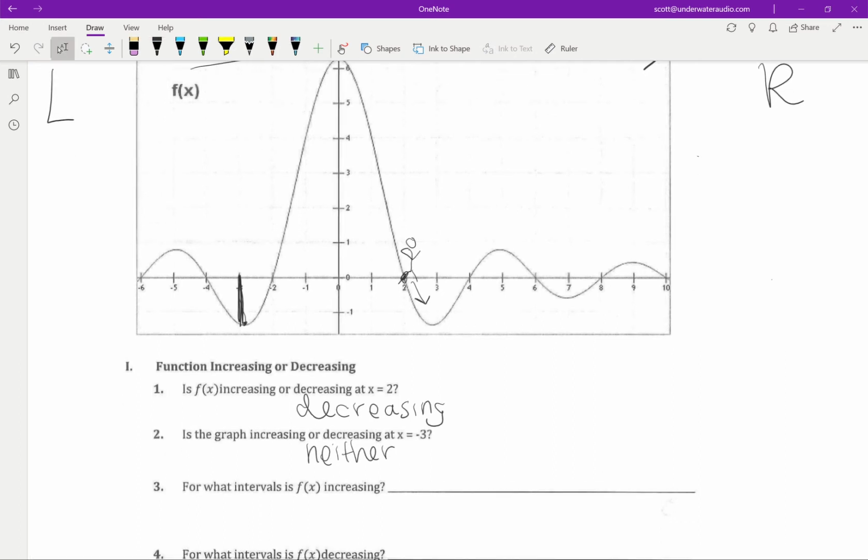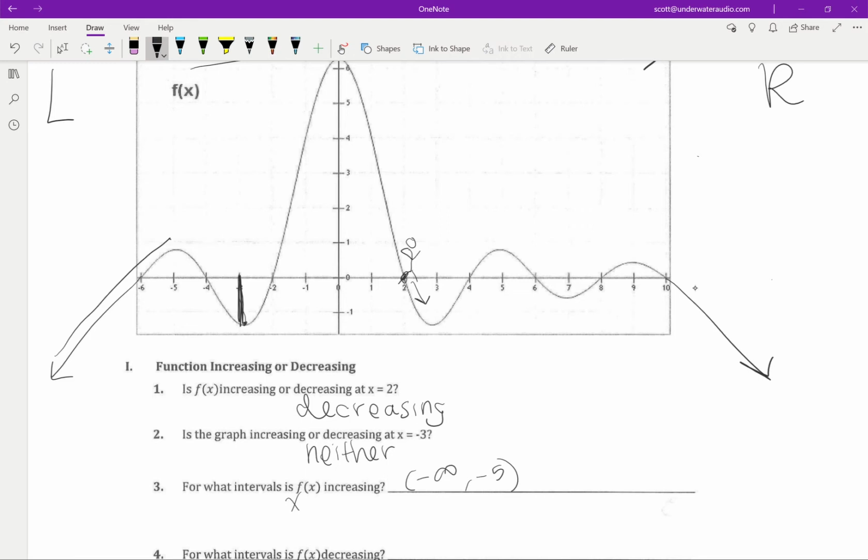Number 3: for what intervals is f of x increasing? I'm thinking of the x-axis. So where's f of x increasing? Starting left to right, from the left, I want to know where it's increasing. That's all the way until x equals -5. So negative infinity to -5. And then it stops. The person would start walking downhill until -3.